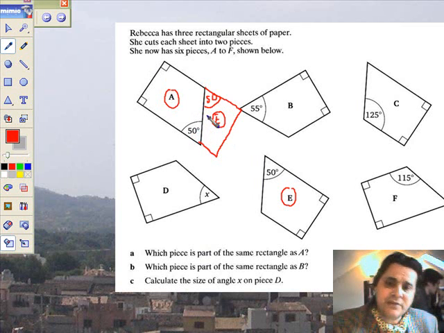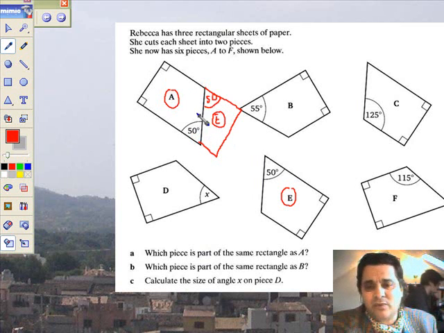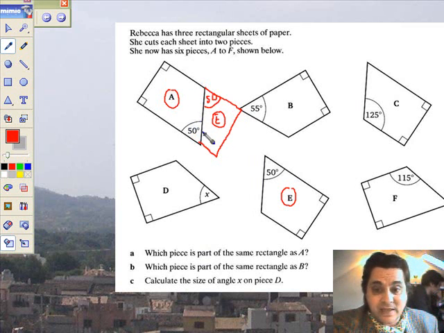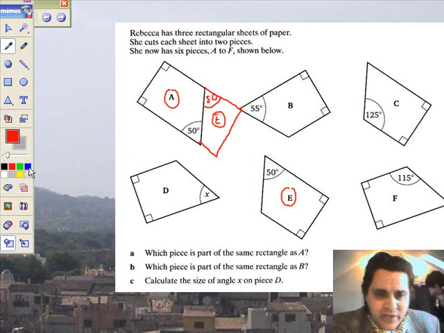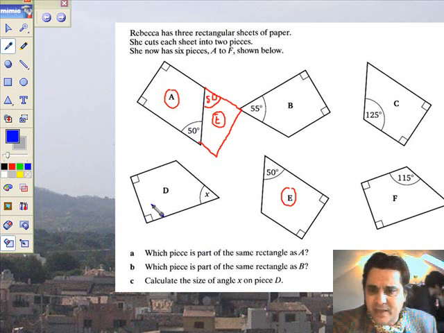Right, so there you go. The two 50s are alternate angles, and therefore it must be an identical fit. Right, that's that one done. Better change colour. Now, what about B then? I don't know. Let's just study these things. I reckon C and B go together.